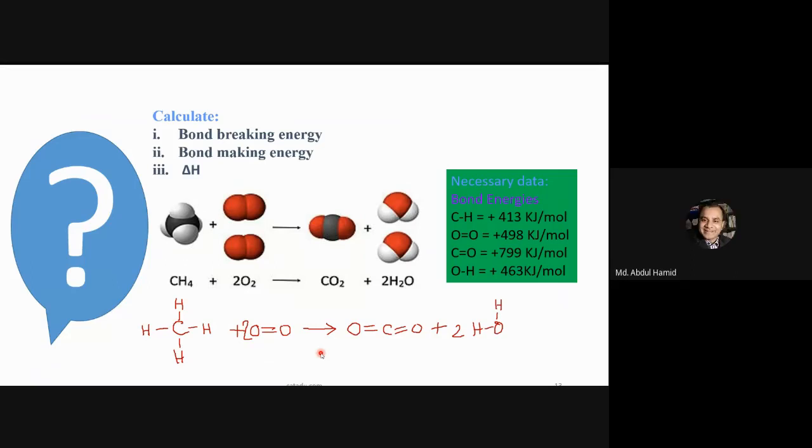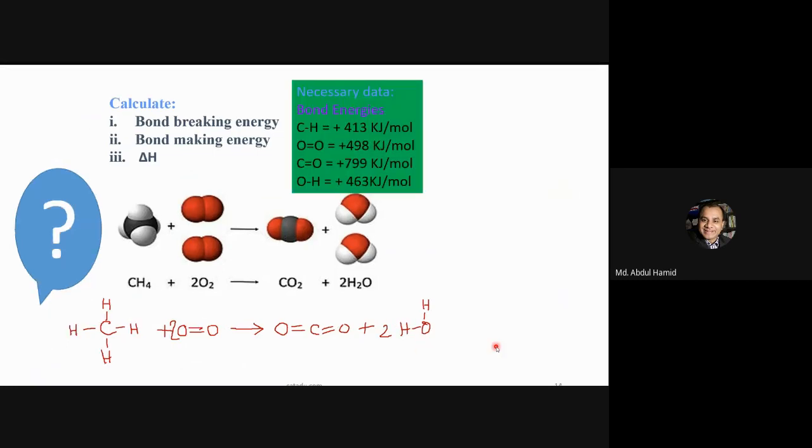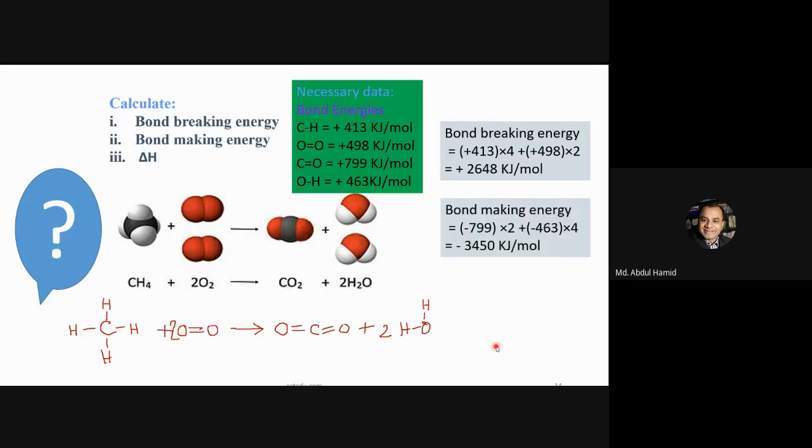Breaking energy, bond making energy, the similar type, right? Where data is given, you can also do it the same way. If you know this structural formula, it will be better for you. There are 4 carbon hydrogen bonds, 2 oxygen bonds, and here 2 carbon oxygen bonds. So it is quite easy, you can do it. Another one, you look here, bond making energy, methane plus oxygen, combustion reaction, carbon dioxide and water. I'm showing you again bond breaking energy, bond making energy. Here bond breaking is greater, so delta H is negative 802.